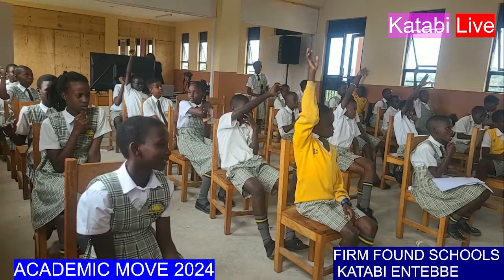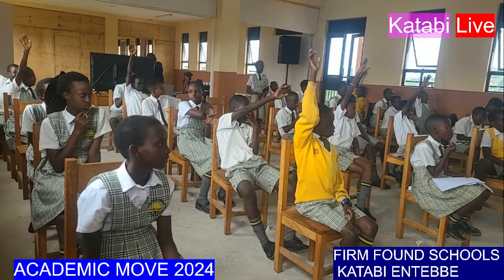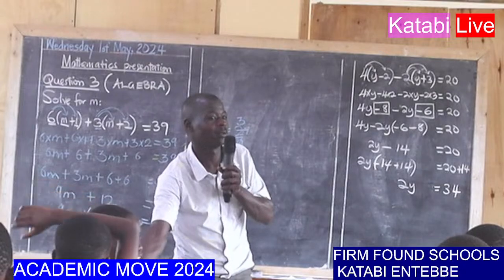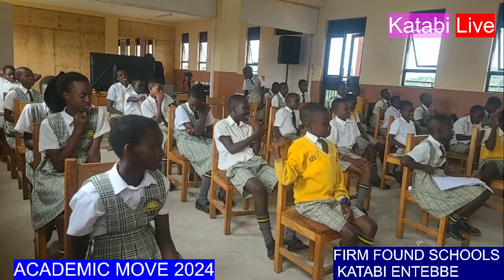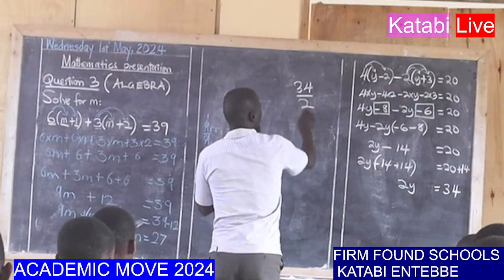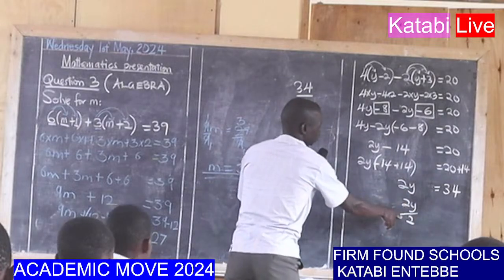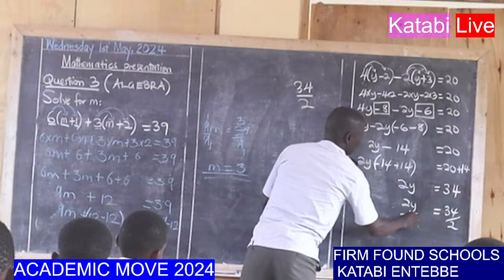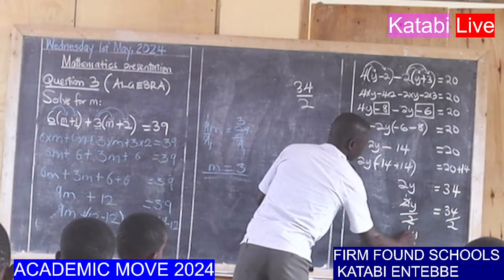So when I divide 34 by 2, I get 17. Is he correct? Let's check. 34 divided by 2. Of course, here we shall have 2y divided. Don't divide here. Come down here. Are we together? Yes. 34 divided by 2.